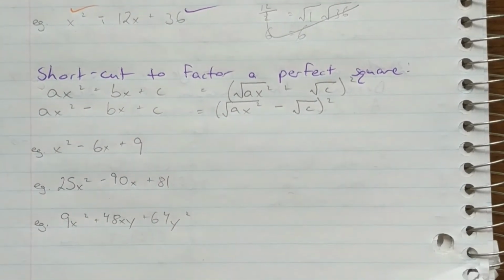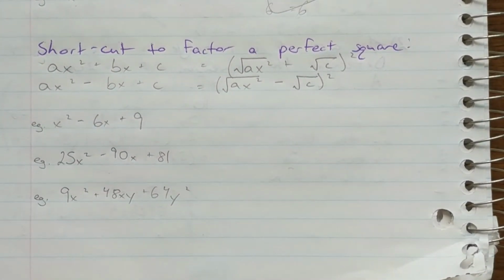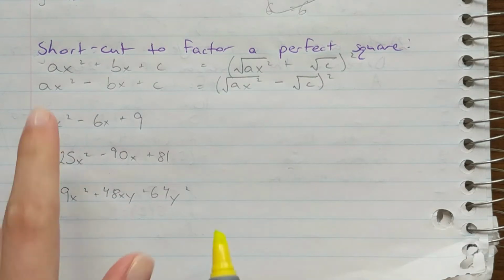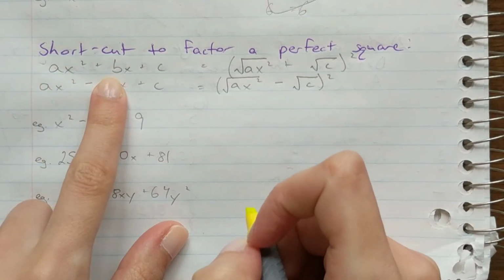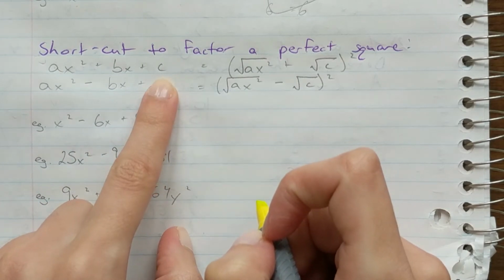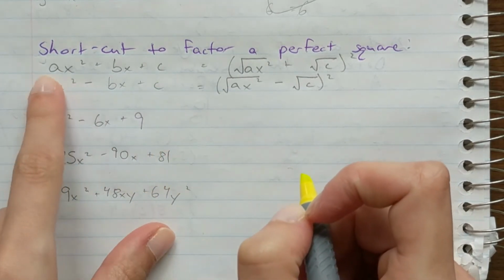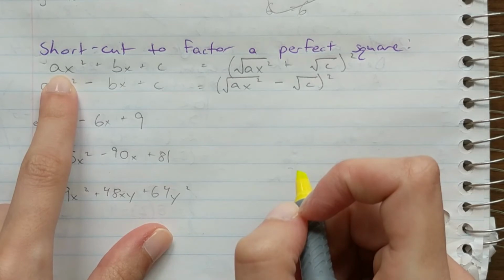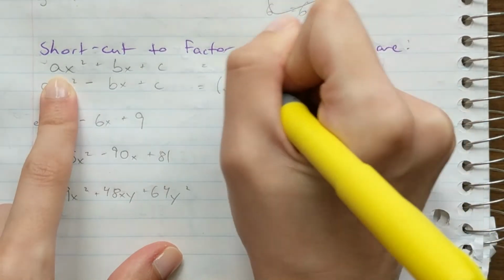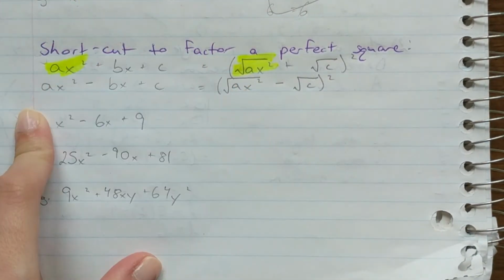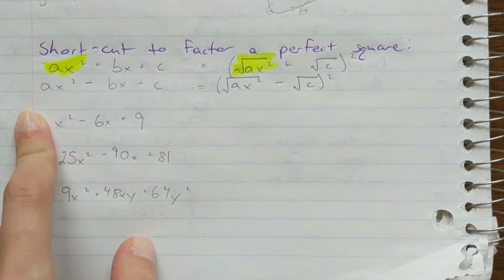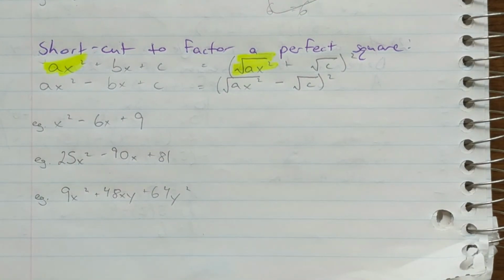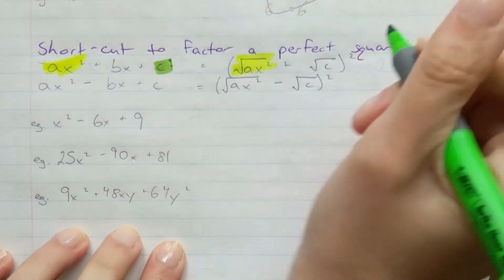So let's talk about the shortcut to factor a perfect square. If I have a squared plus bx plus c, I can factor that. I can take the square root of a squared, so those match up. And I need to take the square root of my c term.